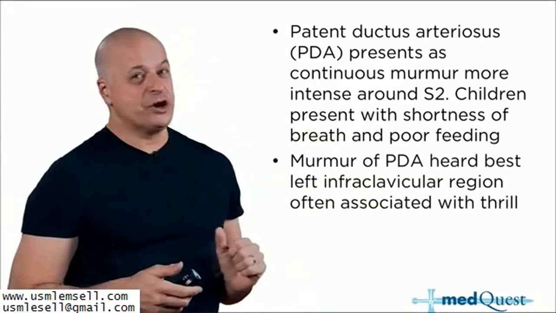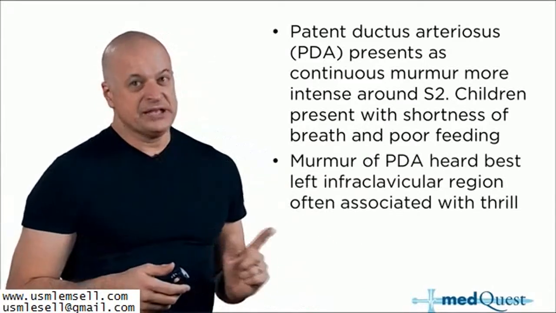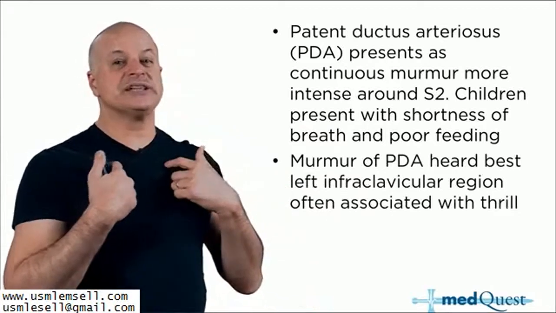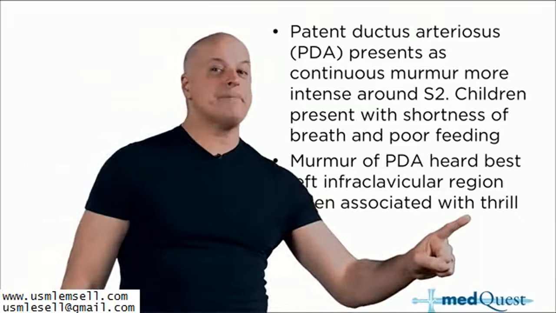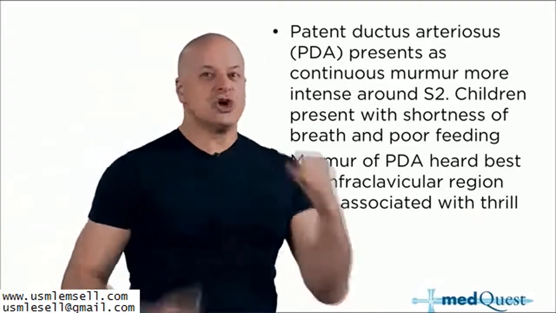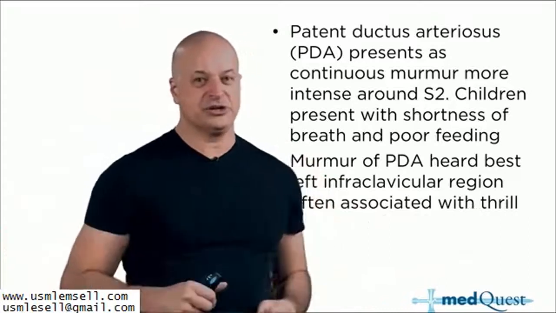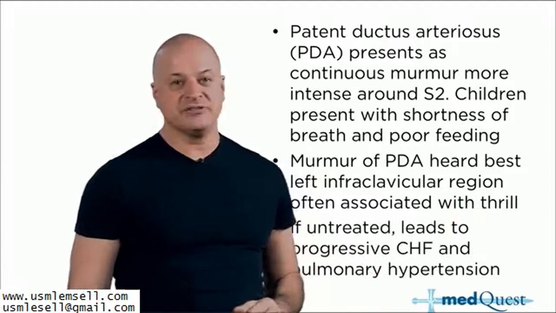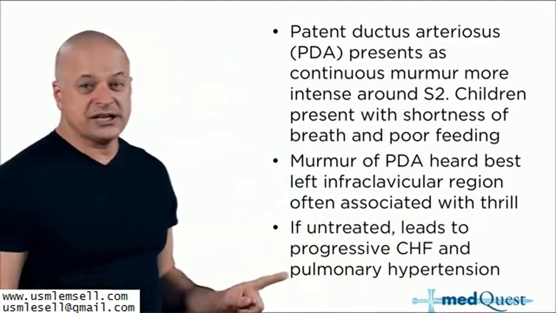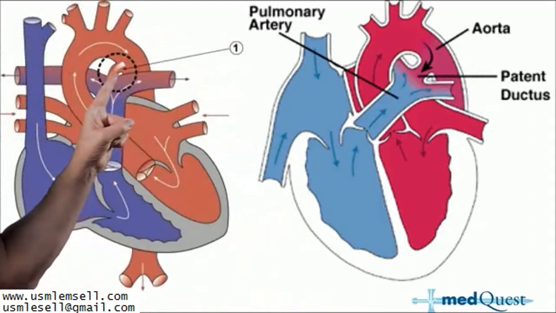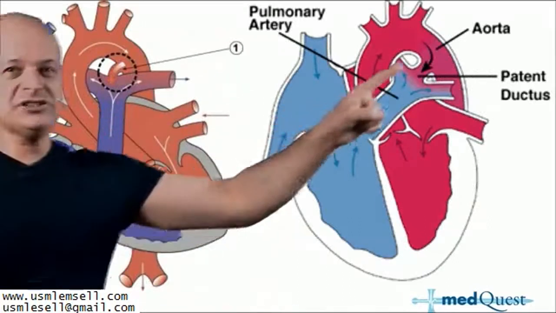Now, PDA is a baby diagnosis. It's heard in the infraclavicular area, underneath the clavicles. A thrill is a palpable murmur. That's a murmur so loud, so intense, it sends a vibration you can feel. If untreated, you get congestive failure and pulmonary hypertension. There's a patent ductus arteriosus. There's the connecting point.